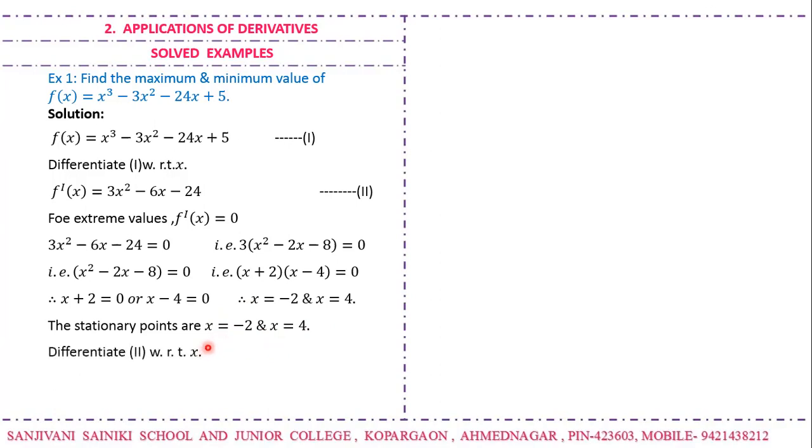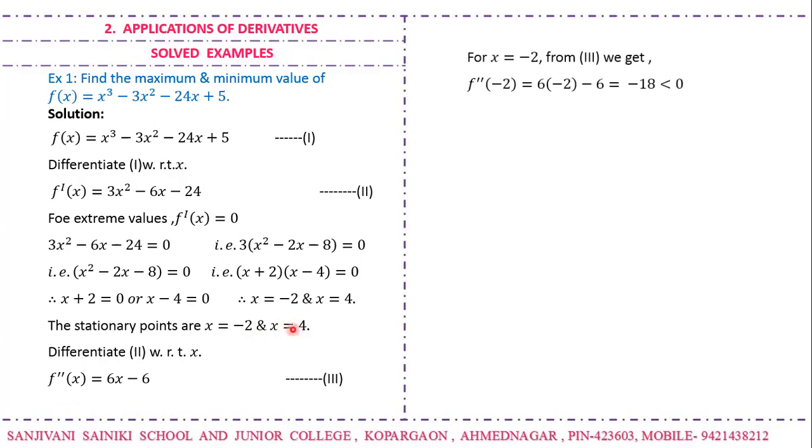Then we find the second derivative of the given function. We differentiate equation 2 again with respect to x to obtain the second order derivative. Now the next step is to check the sign of this second derivative at these stationary points. Take the first stationary point, x = -2. Put -2 in the second derivative and we get -18, which is less than 0. What is the second derivative test? Whenever f'', the second derivative, is negative, the function has a maximum value at that point. So at x = -2, f(x) has a maximum value.